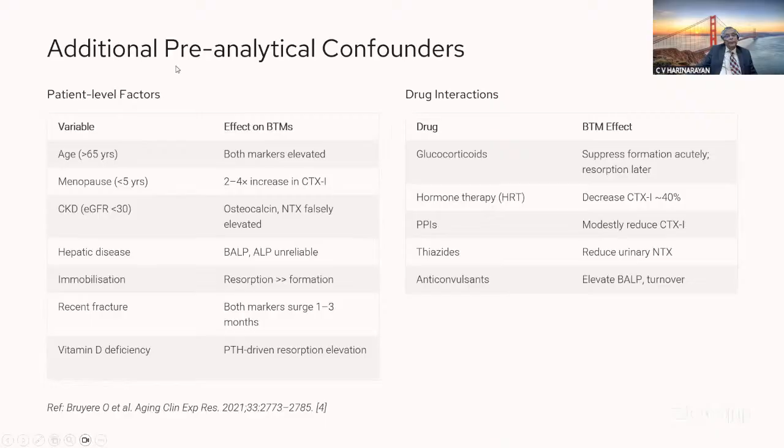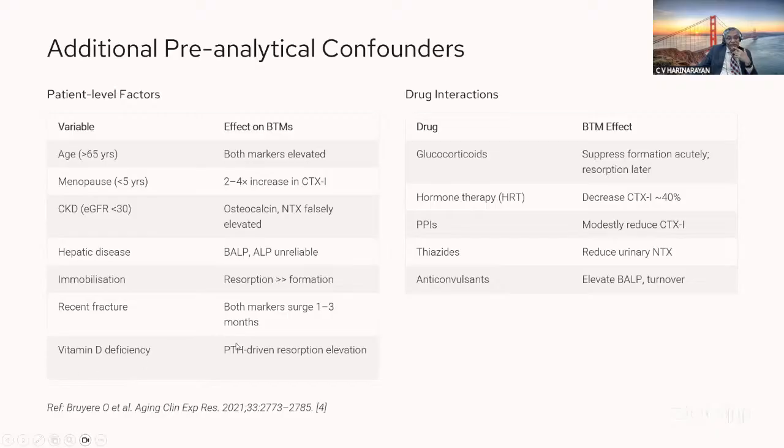So the pre-analytical confounders are, first, age: both markers are elevated. In menopause of less than 5 years, there is an increase in CTX, a high turnover state. In CKD, osteocalcin and NTX are falsely elevated. In hepatic diseases, bone specific alkaline phosphatase or alkaline phosphatase are unreliable. With immobilization, resorption is more than formation. With recent fractures, such as a road traffic accident or a bone surgery like a knee replacement or hip replacement, the markers will be very high for 1 to 2 months.